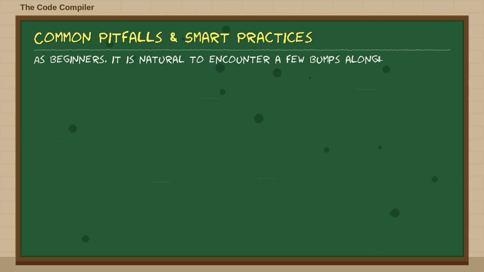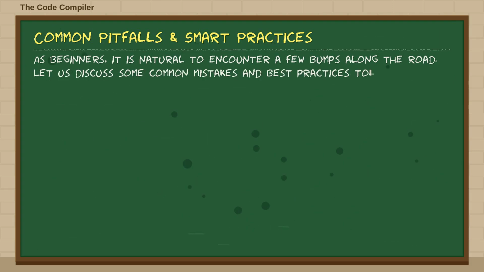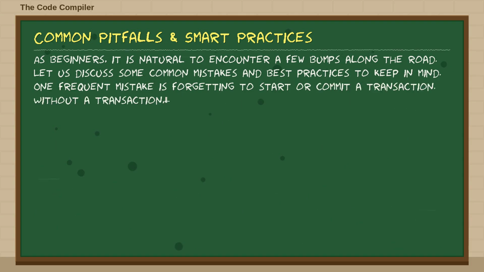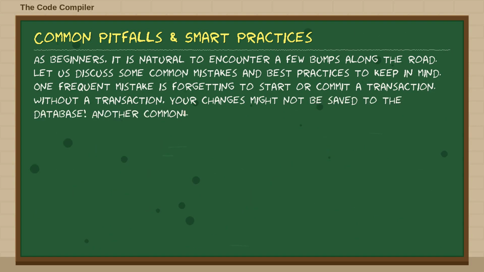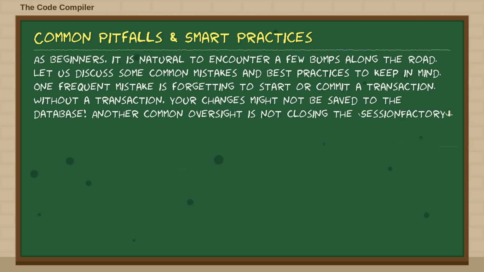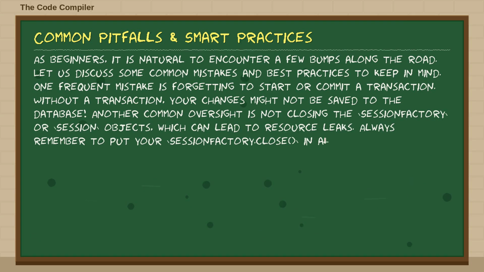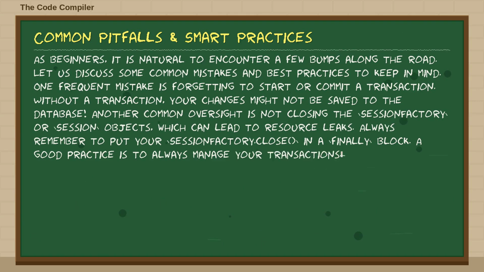As beginners, it is natural to encounter a few bumps along the road. Let us discuss some common mistakes and best practices to keep in mind. One frequent mistake is forgetting to start or commit a transaction. Without a transaction, your changes might not be saved to the database. Another common oversight is not closing the session factory or session objects, which can lead to resource leaks. Always remember to put your sessionFactory.close in a finally block. A good practice is to always manage your transactions properly, ensuring data integrity.